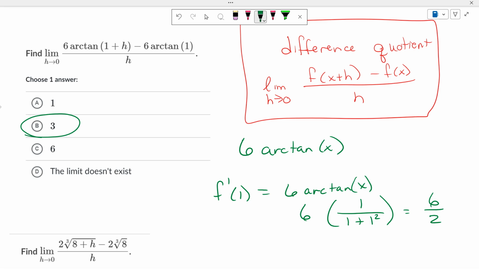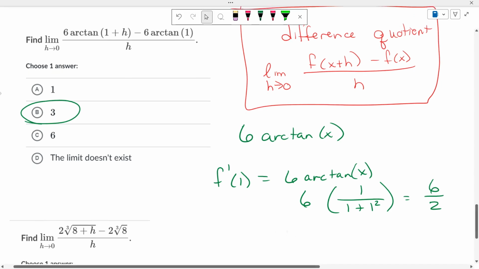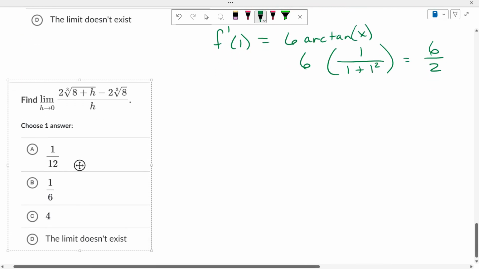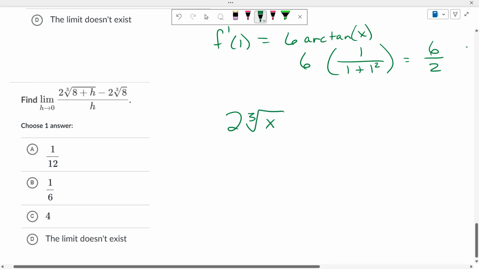Why are we doing this? To just kind of go over what we've learned and apply it to working backwards with this stuff. So we know how to work backwards with the difference quotient. Yep. So what would the function be for this one? 2 cube root of x.